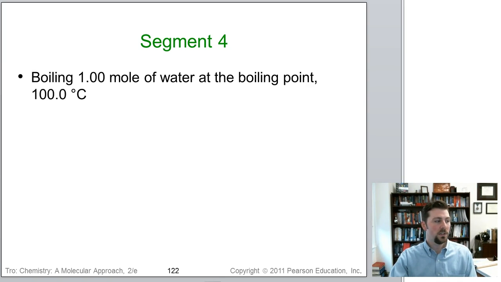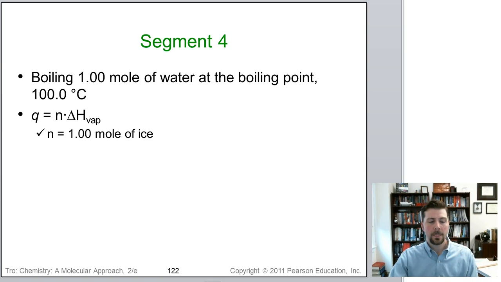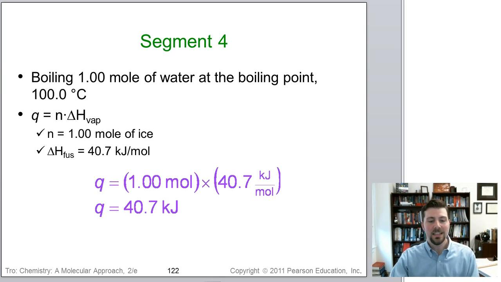Here we're going to do the same thing we did for segment 2, except in segment 2 we were doing delta H of fusion, and now in segment 4 we're going to do the delta H of vaporization. So how many moles do I have? In this case, just 1, so it's kind of boring. Just take 1 times 40.7, and that leaves you with 40.7 kilojoules total for segment 4. Now we know how much heat was required for segment 4.